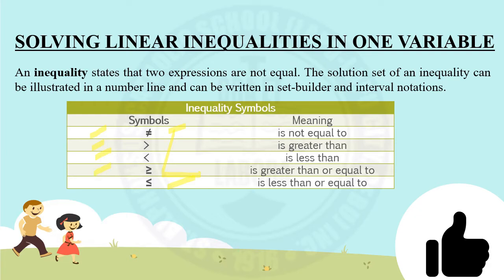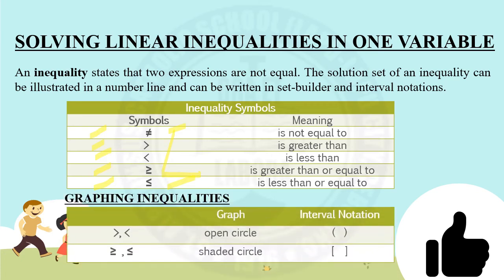We also use these graphing symbols when we graph linear inequalities. For greater than or less than, we use the open circle for the graph, and for the interval notation, we use the parentheses. For greater than or equal to and less than or equal to, for the graph, we use the shaded circle, and for the interval notation, we use the square braces or the brackets.